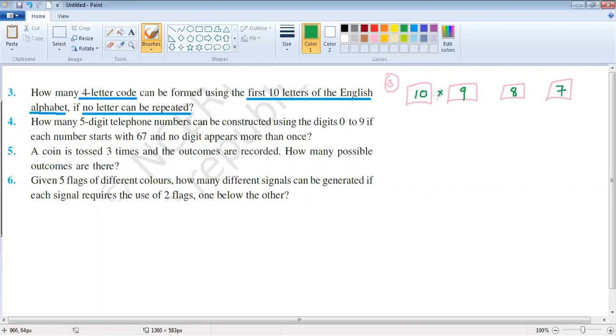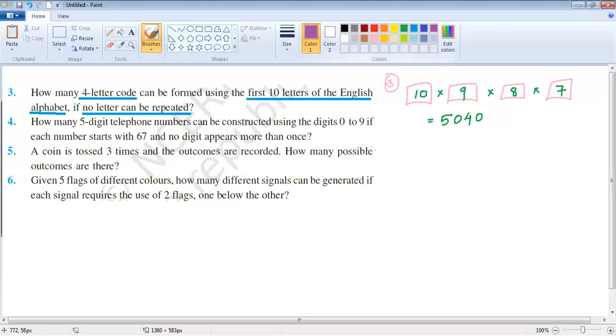So altogether, by the fundamental principle of counting, it can be done in 10 into 9 into 8 into 7 ways. Now to multiply: 10 into 9, 90, 90 into 8 into 7. 7 eights are 56, 50, 50, 40. That means 5040 four-letter chords can be formed.